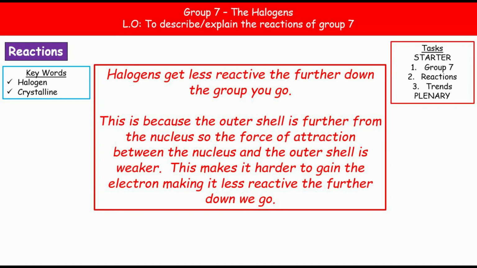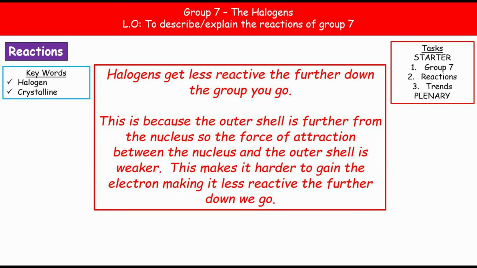As always, tick anything you got right, and if you don't have this, then make sure you write it down, because this is important to know. So with the halogens, as we go down the group, what we see is the opposite trend in their reactivity to what we saw with the alkali metals. Because as we go down the halogens, then they get less reactive the further down the group we go.